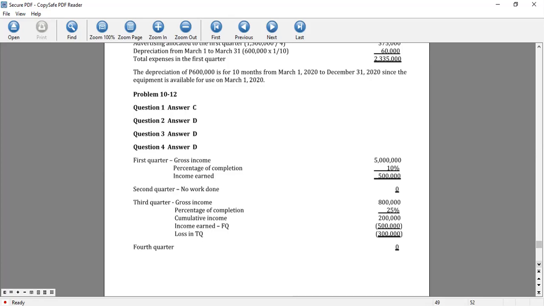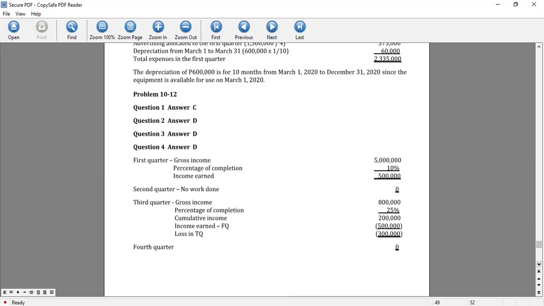Now, what amount of income or loss should be reported in the third quarter? Now we have the gross income, that's equal to 800,000. That's difference between 20 million and 19,200,000. So 800,000 multiplied by the percentage of completion of 25%. So we have the cumulative income equal to 200,000. That's up to the end of the third quarter.